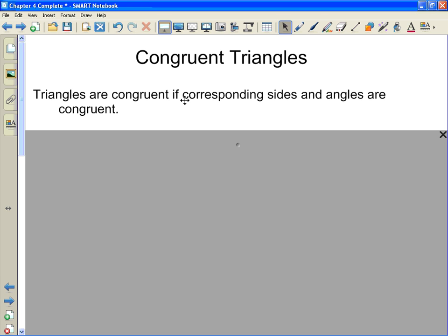And corresponding is going to mean the same thing that it meant when we were talking about the corresponding angles on our parallel lines. It means things that are in the same place on the two triangles, they're the ones that are the same. They're the ones that are congruent.